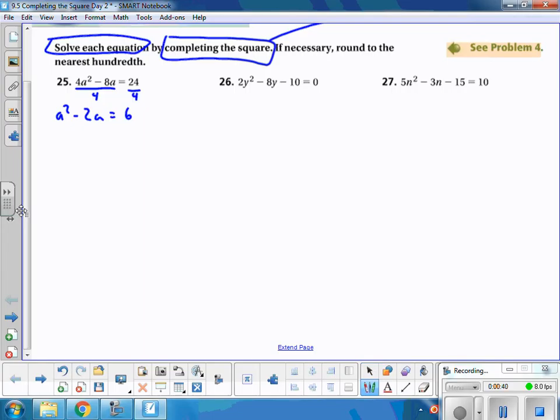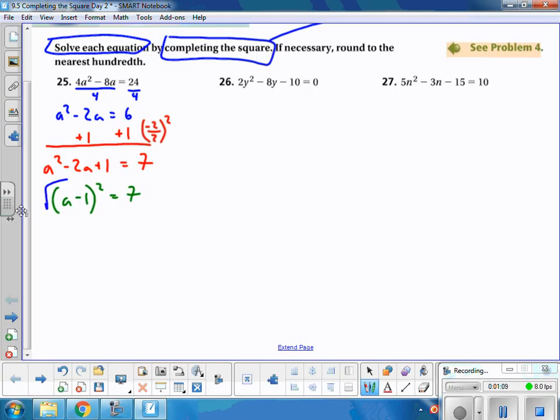I've got to take my b term, which is negative 2. I want to use half of it, and I'm going to square it, and that gives me 1. So I'm going to add 1 to both sides. So I end up with a squared minus 2a plus 1 equals 7. My left side now is a perfect square, so I can see that it's (a minus 1) squared equals 7.